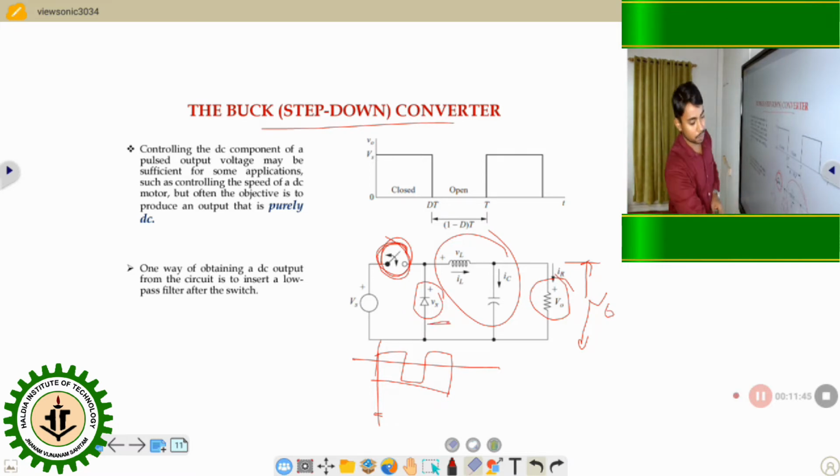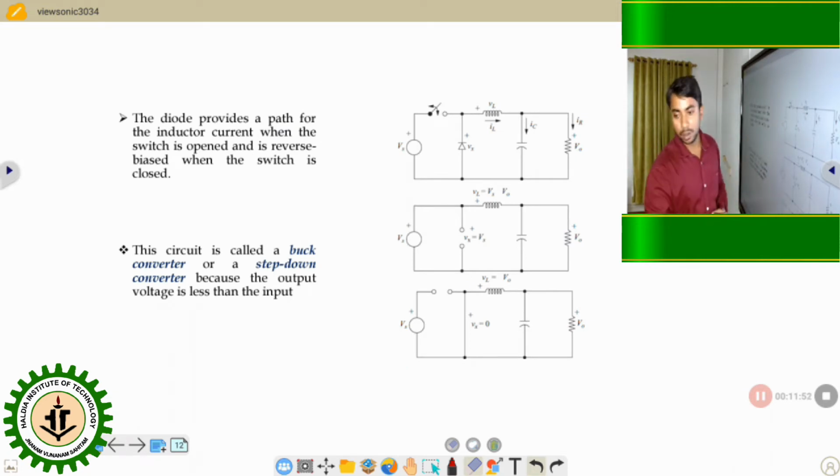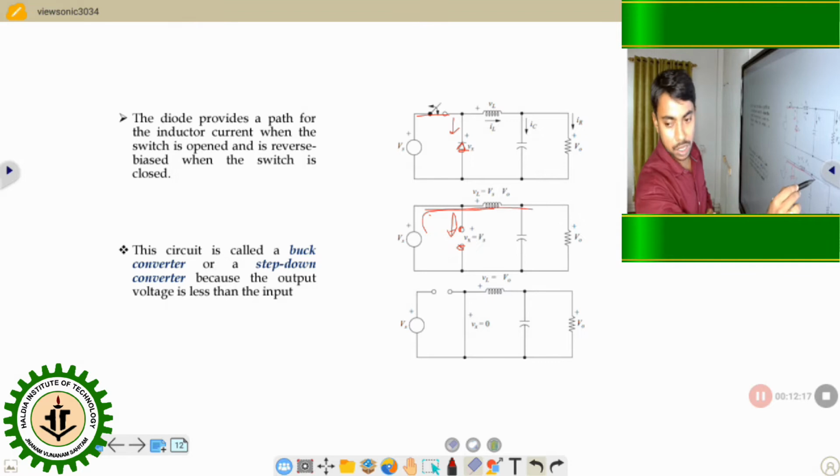So what is the working principle here? A simple thing. When the switch is on, what will happen? When the switch is on, that is a short circuit, so current will flow through this path. The diode cannot conduct in this way because it will be reverse biased, so the diode is like an open circuit. Current flows in this path, and there are two ways for the current to flow: through the load and the capacitor.